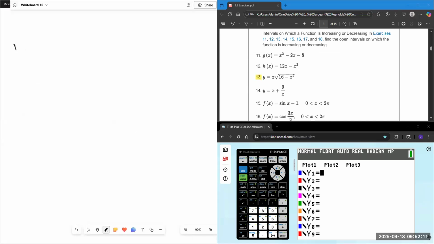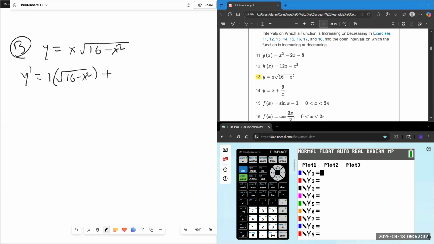So for number 13, y equals x root 16 minus x squared. I'm going to find the first derivative of this function using the product rule. So derivative of the first part, leave the second part alone, plus derivative of the second part, leaving the first part alone. There are 2 of these square roots in the denominator, and there is the derivative of the inside of the square root in the numerator. And the 2's will cancel here.